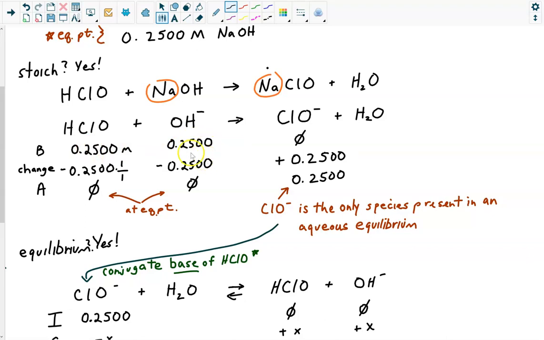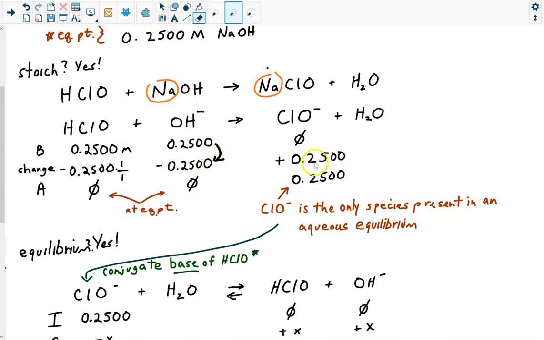concentrations. Well, they're going to react in a 1-to-1 mole ratio, and they're equal to one another. So this one's going to go down by 0.2500. This is going to go down by 0.250, times the 1 to 1 mole ratio. And so what you end up with is, after the reaction, there is no HClO remaining, no NaOH, well, no OH minus remaining, at least from this reaction.